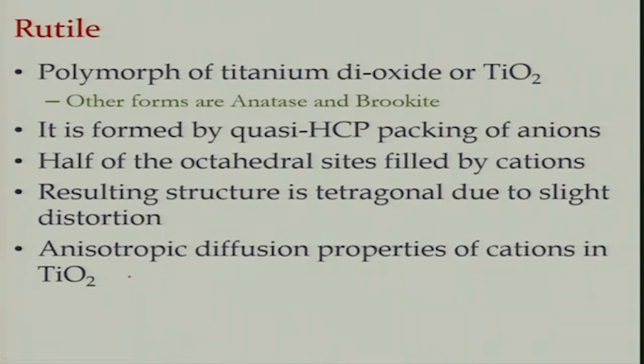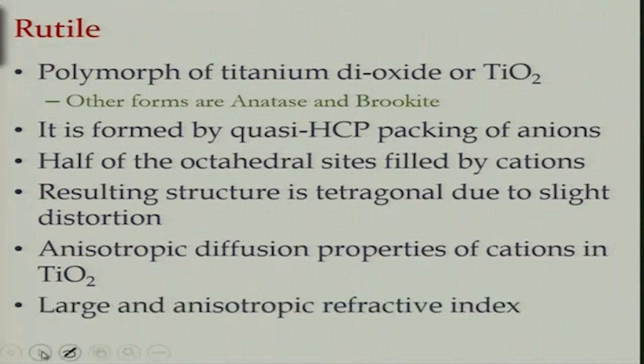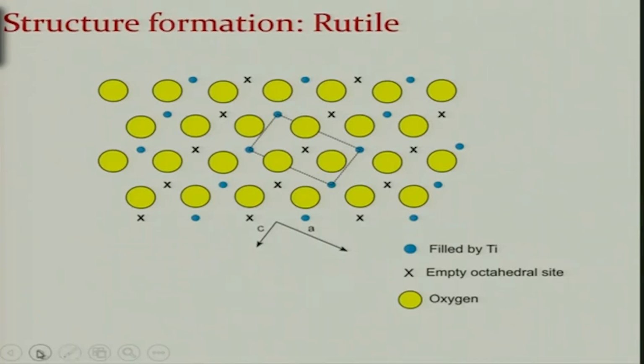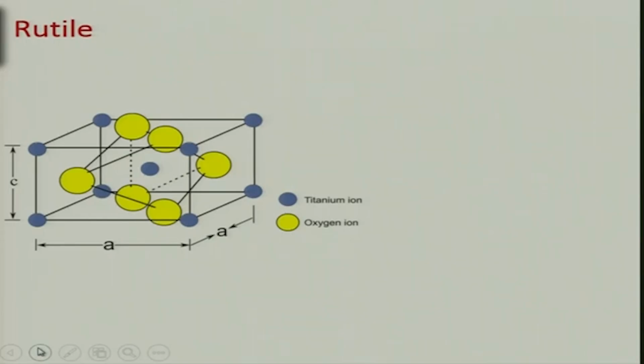This material is very important because it has anisotropic diffusion properties of cations, and as a result it has several technological applications. It has a large anisotropic refractive index and also high birefringence. This is how the structure looks. You have this hexagonal arrangement of oxygen atoms, and titanium goes to the octahedral sites. You can see one channel of titanium is filled, the second is empty, the third is filled, the fourth is empty. So only 50% filling is there, and when you stack it all together, the structure looks like that.